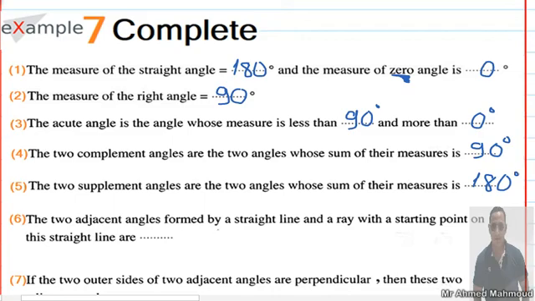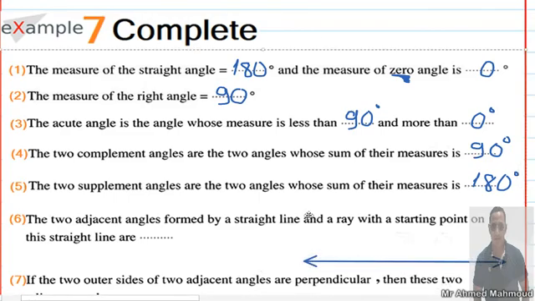The two adjacent angles formed by a straight line and a ray. Okay, let's draw this one. If we have a straight line like this and a ray like this, they form, as we see, two adjacent angles. We can name them as we took before, angle 1 and angle 2. Then 1 and 2 are two adjacent angles.